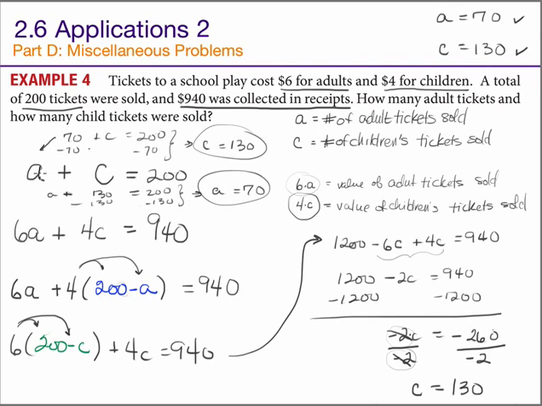So it doesn't matter whether I solve for A and then substitute in for A, or solve for C and substitute in for C. What does matter is that once I've found one of my variables, I have to remember to resubstitute into the other equation to find the other one.